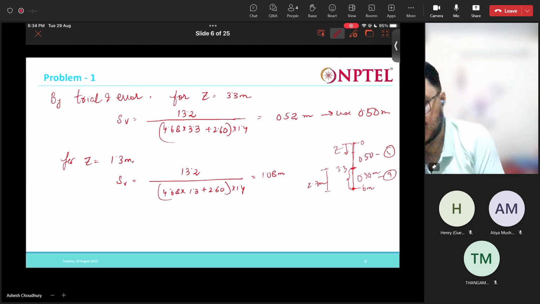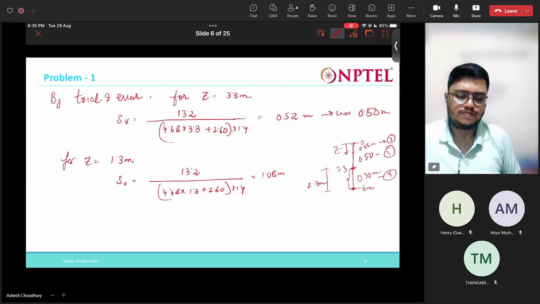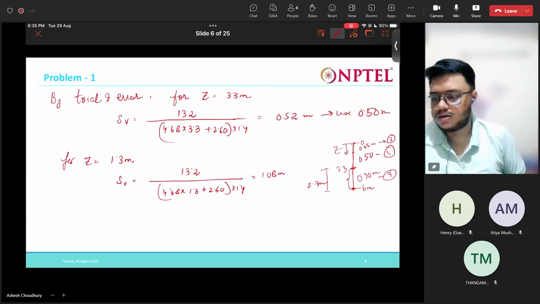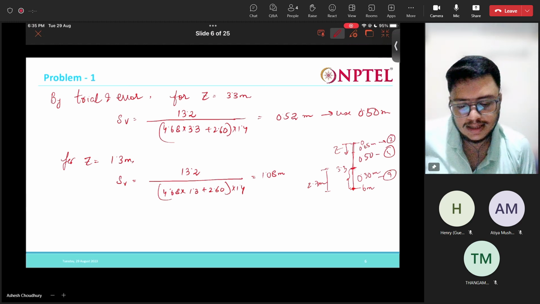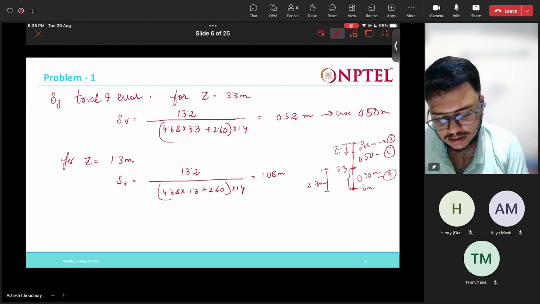So it will be 9 into 0.3 plus 4 into 0.5, so 4.7 meter already we have covered, right? So 6 minus 4.7 is 1.3, so 0.65. For the remaining 1.3 meters, we can provide two reinforcement layers at 0.65 meter. So total 9, 4 and 2, total 15 reinforcement layers we can provide like that. So we can use 0.65 meter.